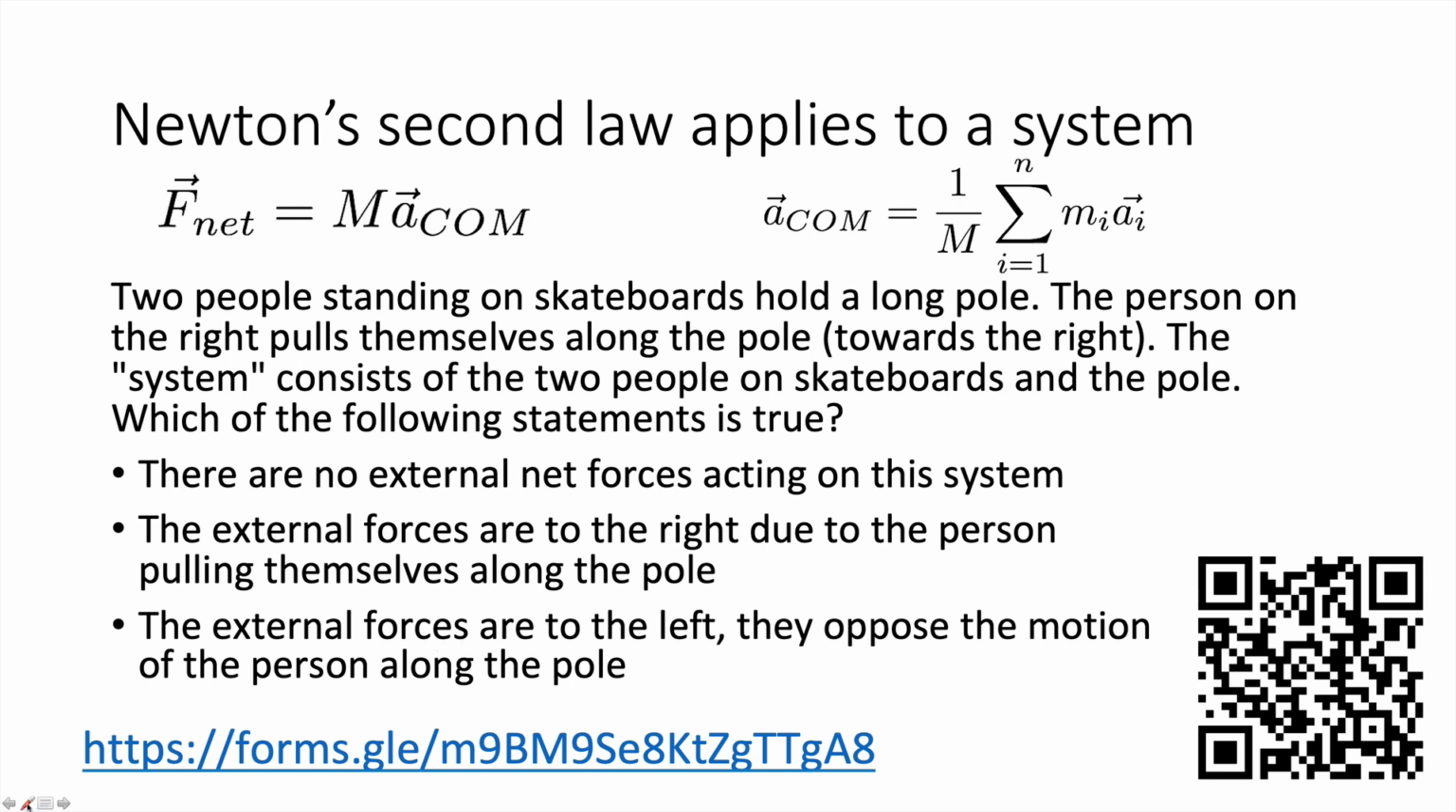Okay, so the correct answer to this one is actually this first one. The person pulling themselves along the pole is an internal force because they are part of the system. So anything they apply to the other members of the system is an internal force. So if somebody pulls themselves along the pole, then they will move, but the net external force is 0. So the acceleration of the center of mass of the system should also be 0.